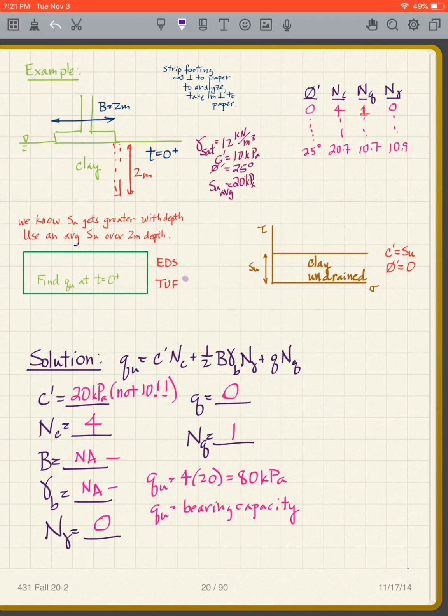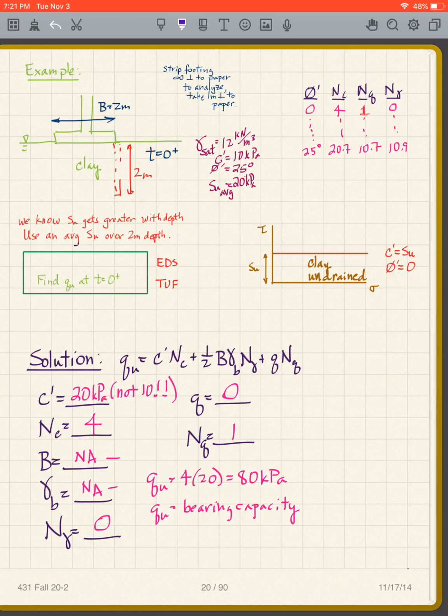So if we are total undrained fast, and we have clay, then that means what? Then I'm concerned about this failure envelope. So what does that tell me? That tells me that my intercept is SU, which means in my equation C prime is SU, and then that's flat, there's no angle, so I have a phi prime of 0.